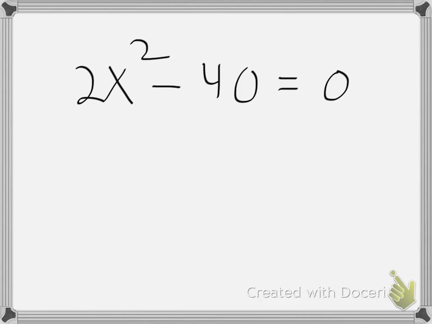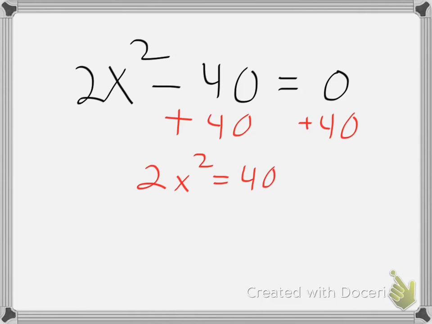Another example, I have 2x squared minus 40 equals 0. I also identify that I have no middle term. It's just an ax squared and a c, a constant. So most likely I'm going to be using square roots. It's generally the simplest method. So I'll isolate my x squared term. Now I have 2x squared equals 40. To solve for x, I'll divide by 2. So x squared equals 20.